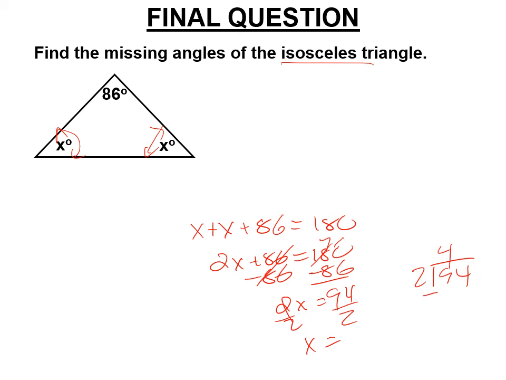2 goes into 9 4 times, 2 goes into 14 7. I'm getting x is 47 degrees. So this one over here is 47 degrees, this one over here is 47 degrees, and hopefully those three better add up to 180. Good luck with the homework.